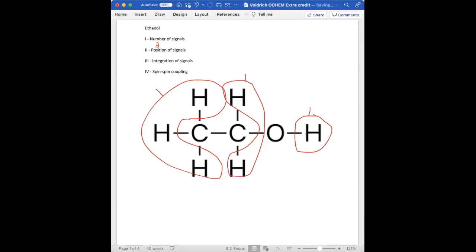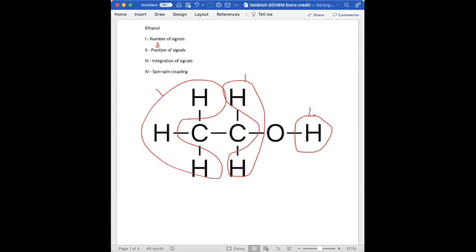Now for integration, this hydrogen bonded to the oxygen will only have an integration of 1 because there's only 1 hydrogen, while these 2 hydrogens will have an integration of 2 because there's only 2, and these last 3 will have an integration of 3.